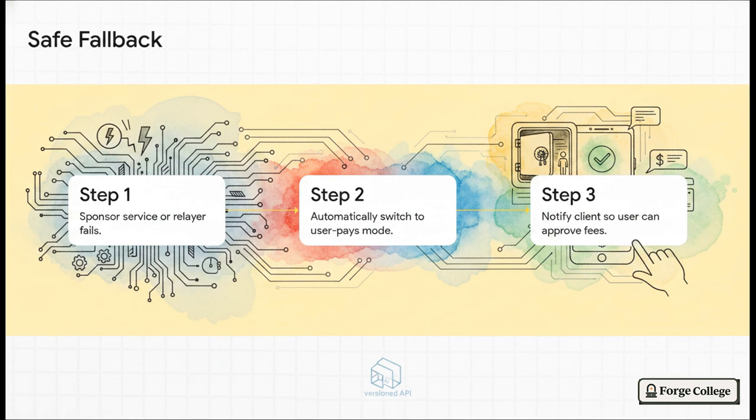Check out this fallback sequence. Step 1, the gas sponsor service fails. Step 2, your abstraction layer catches the error and automatically switches over to a user pays mode. Step 3, it notifies the thin client to prompt the user for fee approval. The wallet doesn't crash, it just safely downgrades the user experience. By implementing versioned APIs, you ensure that your older clients survive and remain functional even when internal logic or external relayer networks go totally dark.